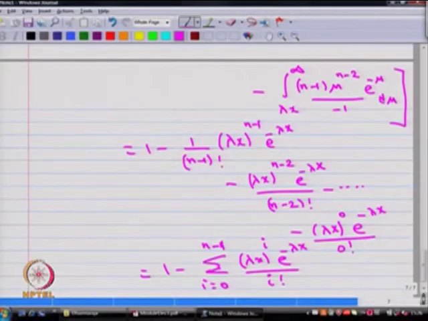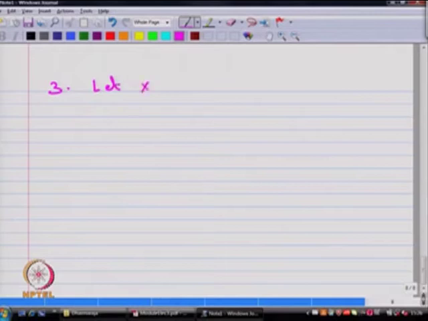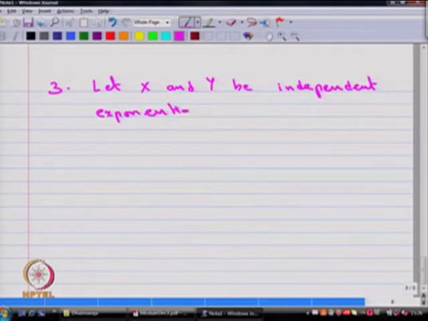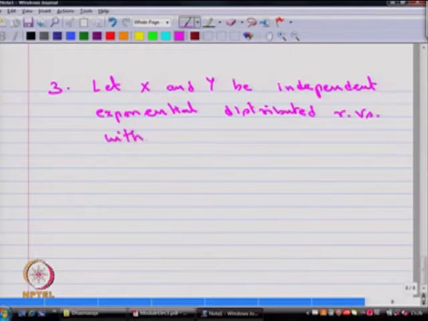As a third example, we will discuss this one. Let X and Y be independent exponential distributed random variables with parameters lambda and mu respectively.